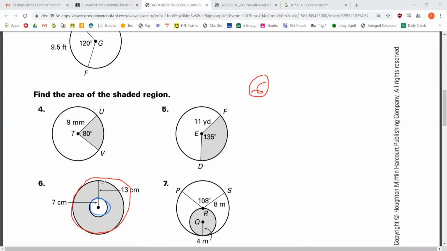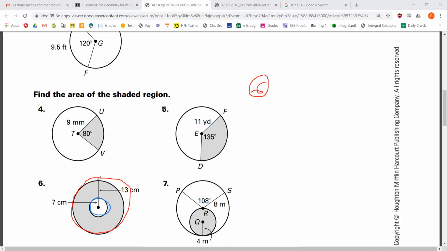So basically what's happening is this red circle, but there's this hole in the middle. So you want to subtract the area of the small circle out of the area of the big circle. So how are we going to do that? First, why don't we find the area of the big circle?